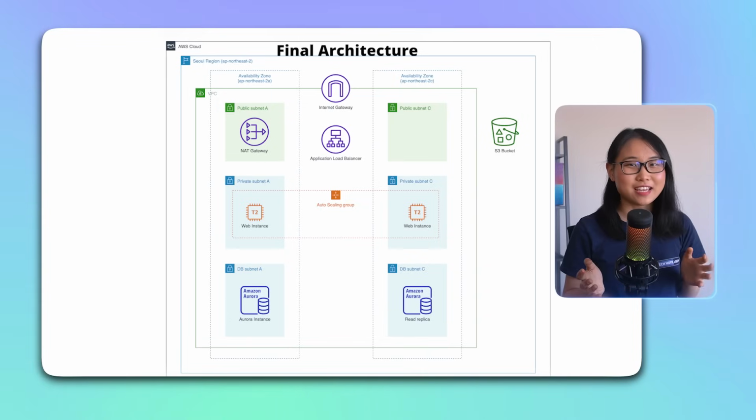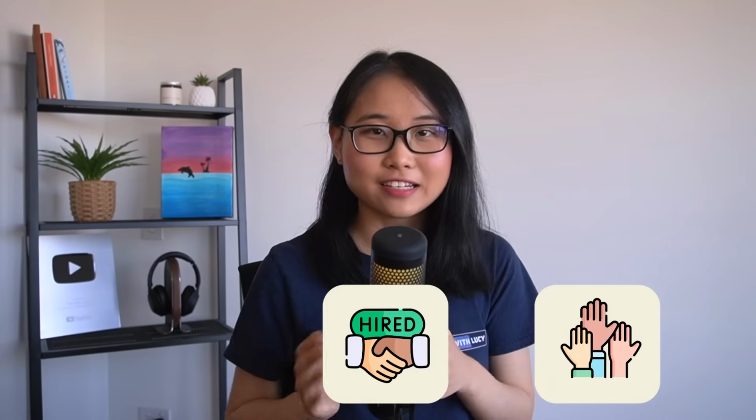Here's a sneak peek of the architecture of what you will end up with. As you can see here, there's a VPC with 6 subnets, an internet gateway, an Amazon S3 bucket, and a few other AWS services being used. And there you have it, 5 AWS Cloud projects to help you get hands-on, get hired, and advance your career.